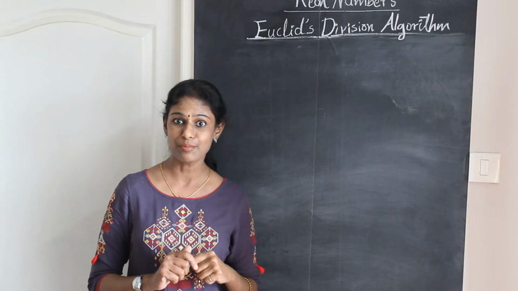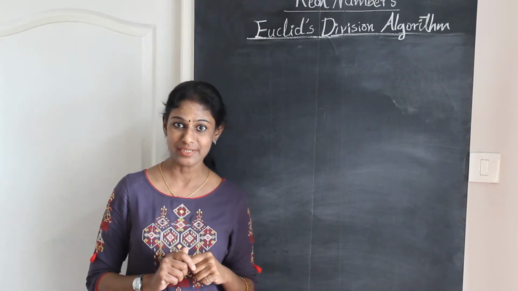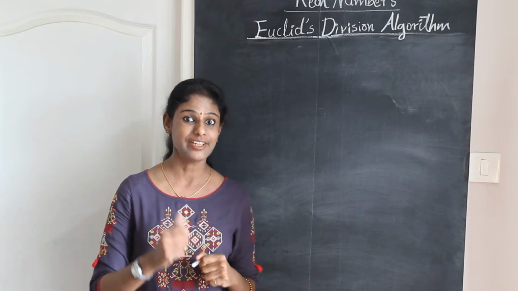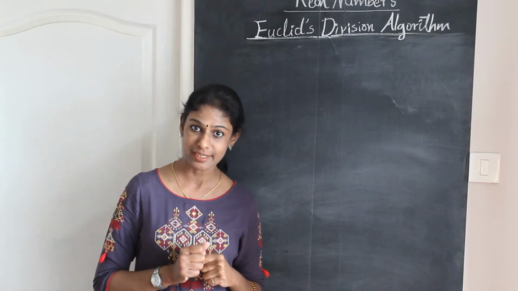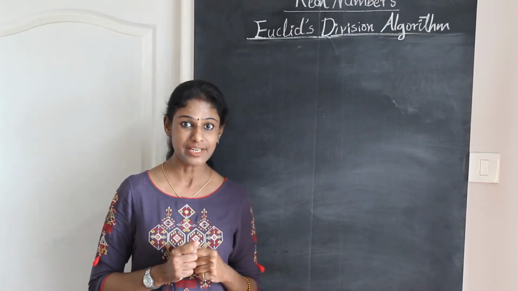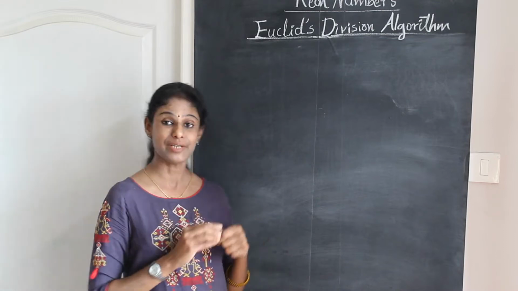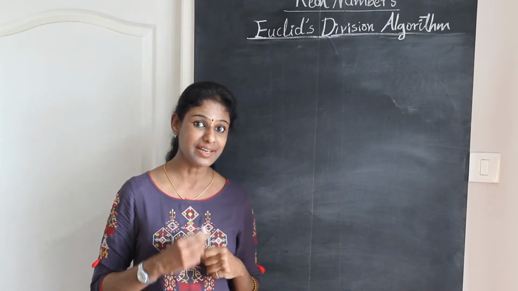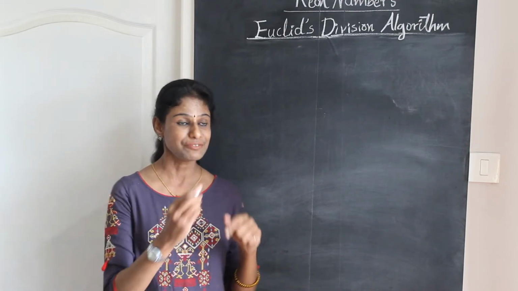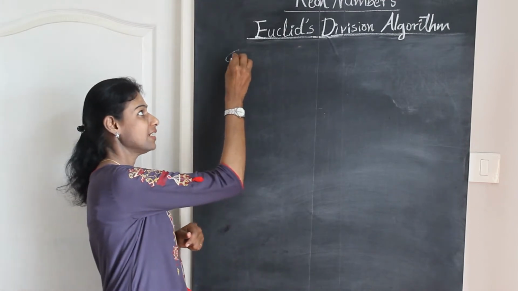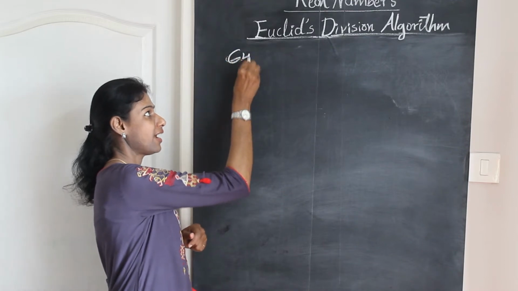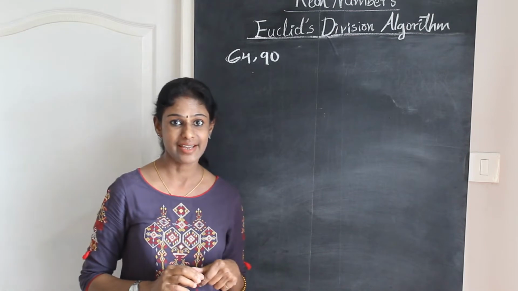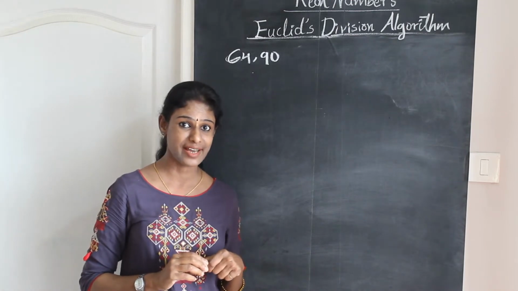And we have learned a method to find out the HCF of numbers, that is the prime factorization method. We factorize the numbers, we take the common factors, multiply them and we get the HCF of the numbers. Now this is an alternate method to find the HCF. Let us take an example and see how it works. So first of all, I am taking the numbers 64 and 90. What is the HCF of 64 and 90?